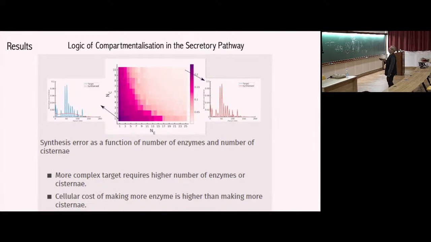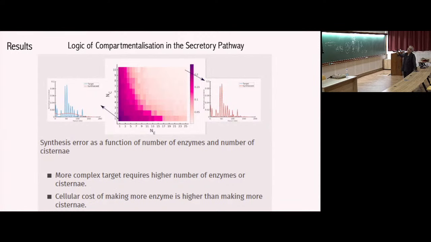Okay, so now the logic of compartmentalization. I want to now explore these various results as a consequence of our analysis. We are looking at the synthesis error, namely F, as a function of the number of enzymes and the number of cisternae. What you have here is NC, number of compartments or number of cisternae, versus number of enzymes. NC, remember, in this case goes from 1 to 10, and here NE is 1 to 25.